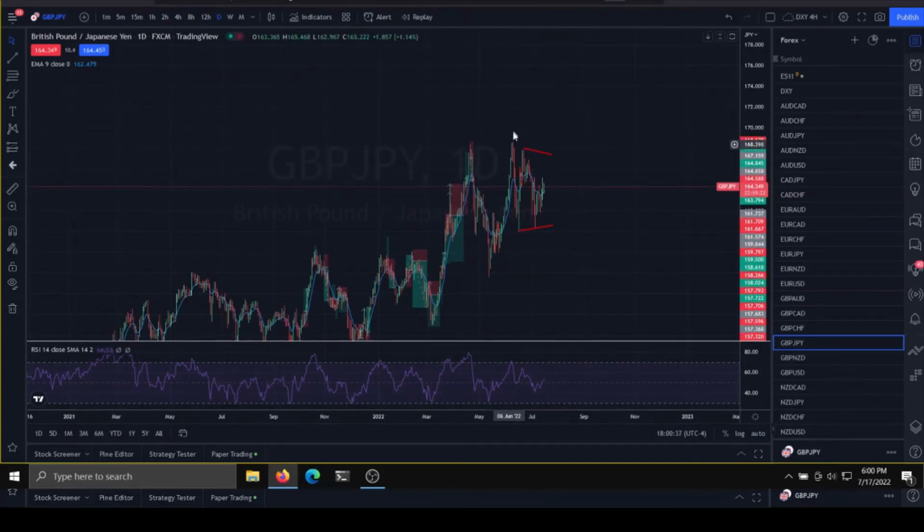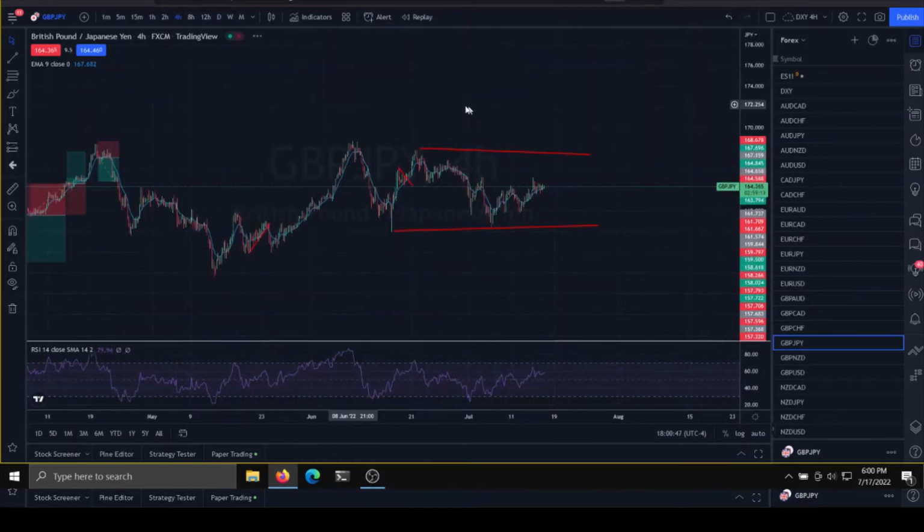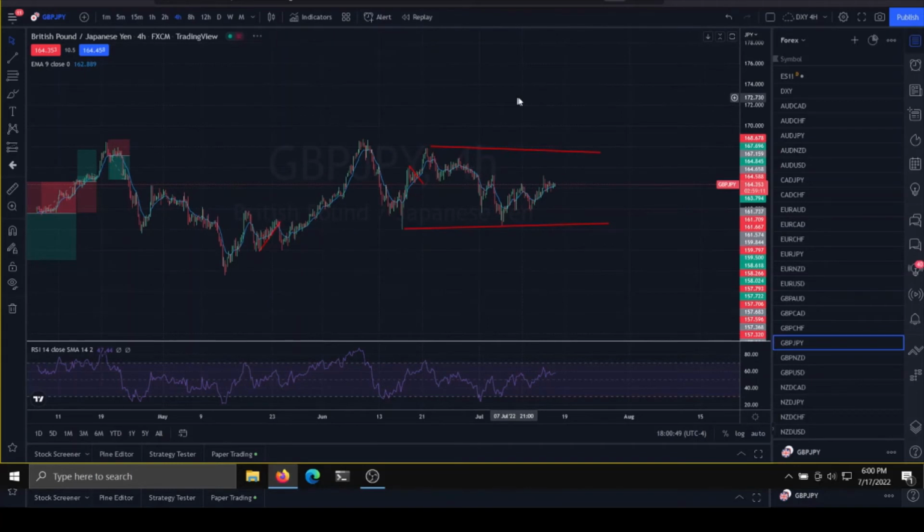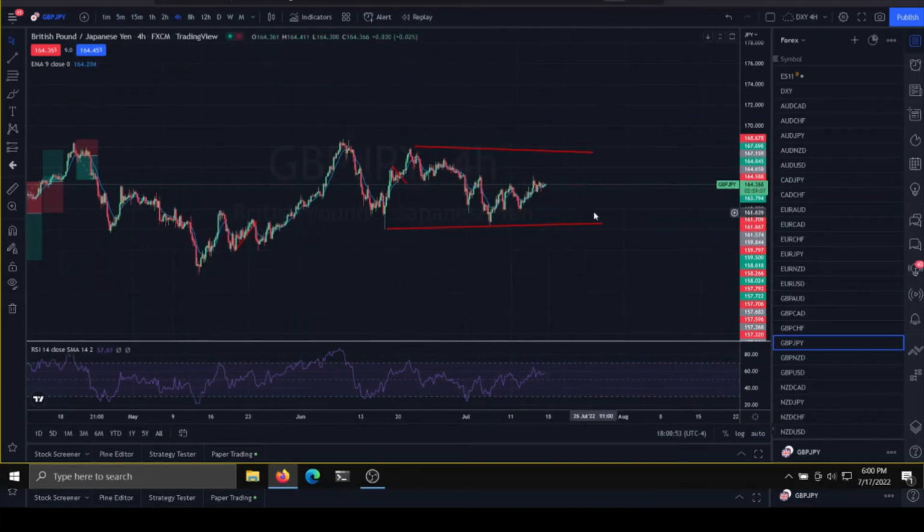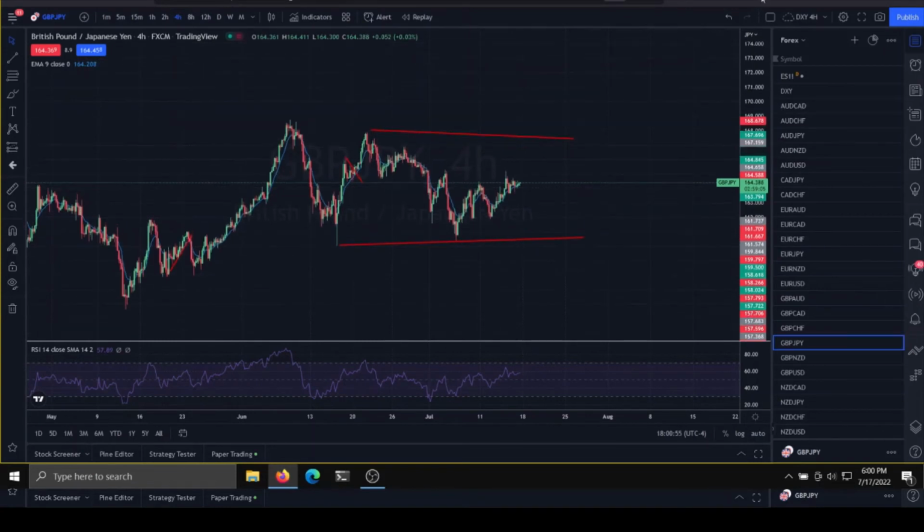This is breaking the top on the daily, so this could be a 1, 2, 3 downside on the daily chart long term. It's possible. We'll see how it goes. Again, this is a tough pair to trade.